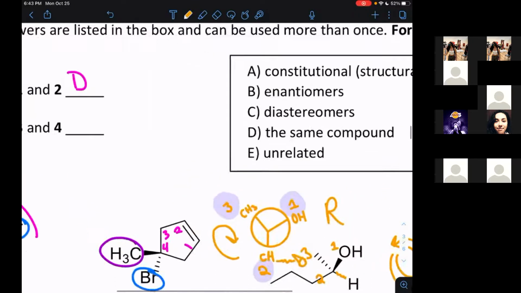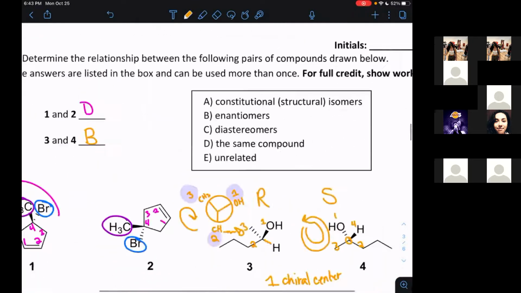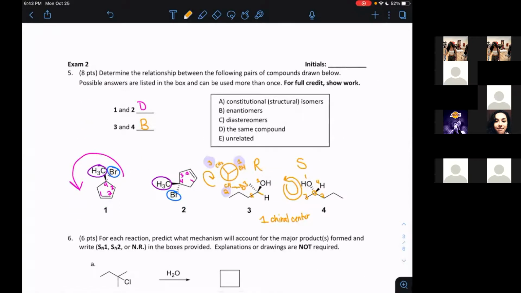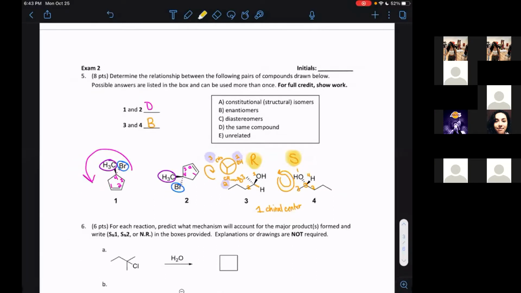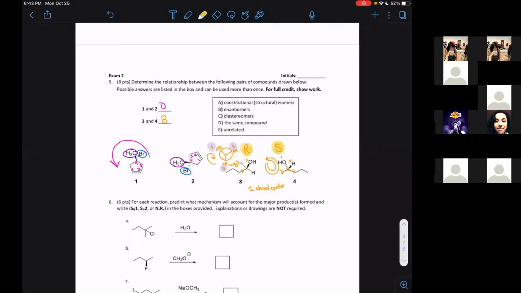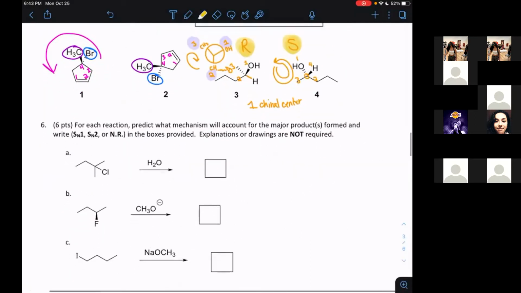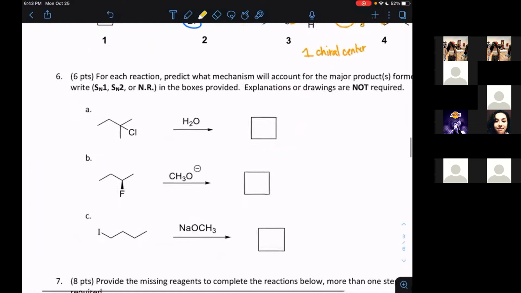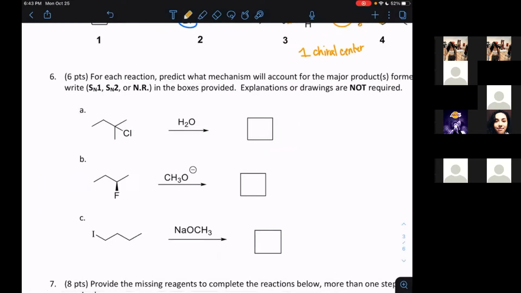So they're enantiomers, right? I also got the same thing. Okay, yeah. Yes. Okay. So then we could go to 6, SN1 or SN2 reactions.